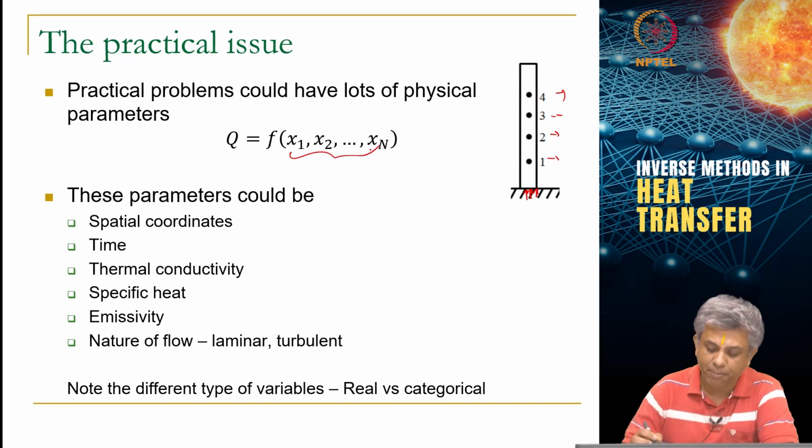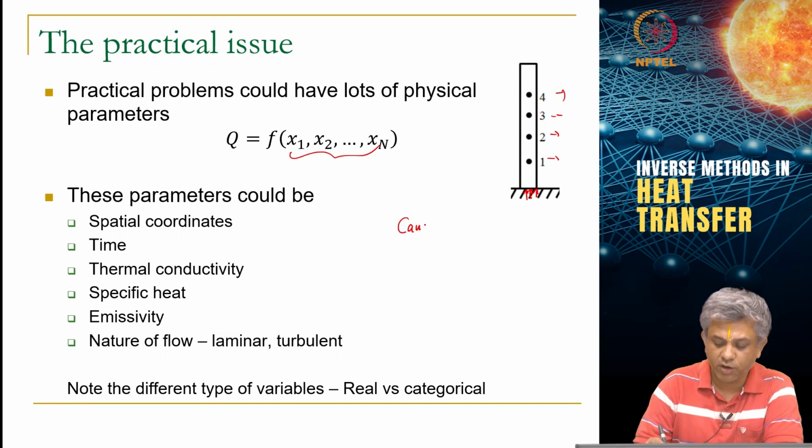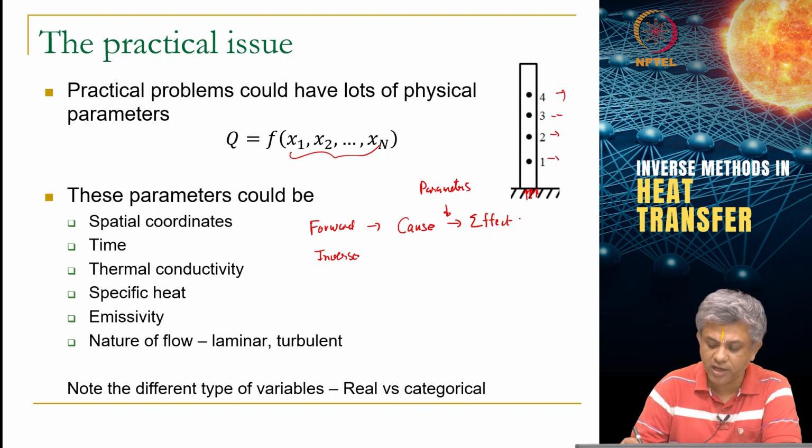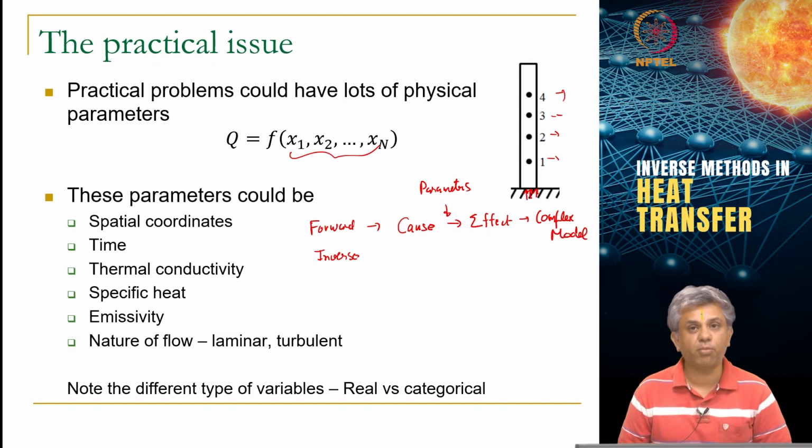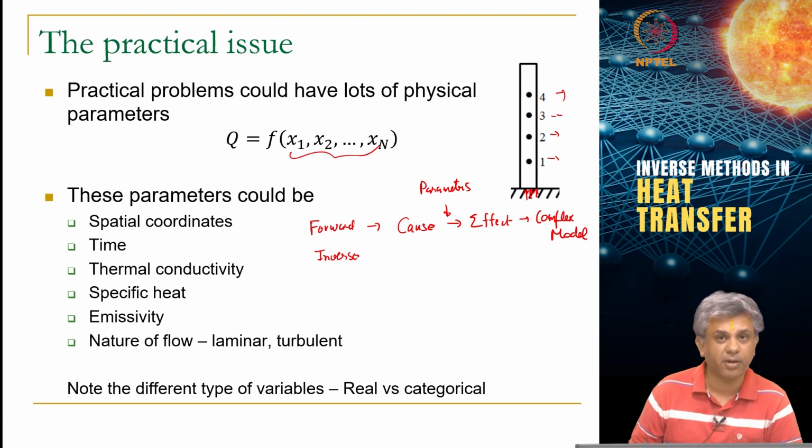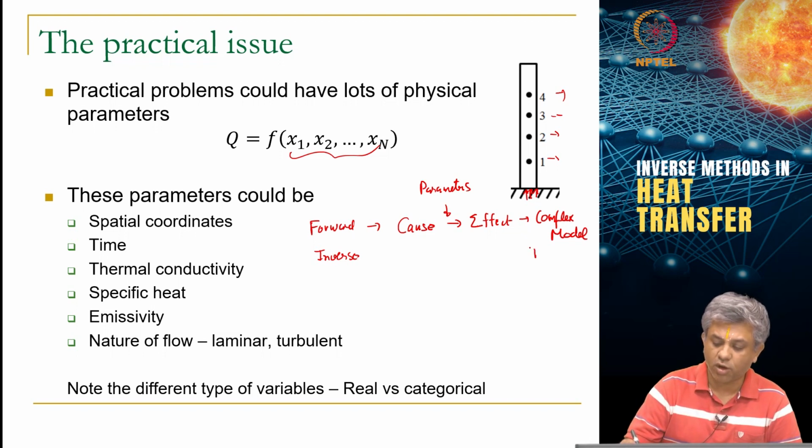Now, when we map, remember we have two things: we have the forward model and we have the inverse model. The forward model says cause to effect, but this cause to effect depends on a number of parameters. So, you actually have in this case a fairly complex model. It is not a straightforward simple model in most engineering problems, that is the practical issue. So, this is a complex model practically.